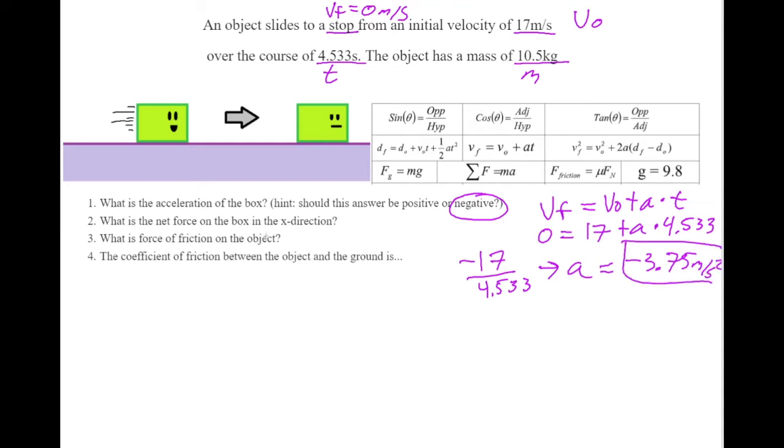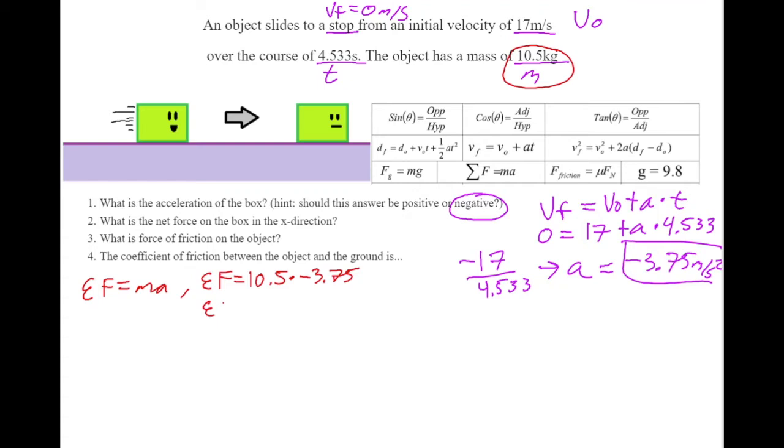Next, it says, what is the net force on the box in the x direction? Well, net force, we know, is just equal to mass times acceleration. We know the mass, it's right here in our problem, and we just solve for the acceleration. For this one, we just plug in the numbers, and it should be pretty easy. Net force is equal to the mass, which we said was 10.5, times the acceleration that we just solved for, which is negative 3.75.